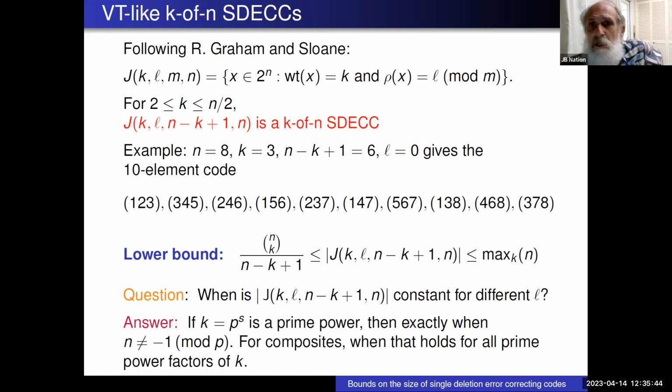Okay, so the code we saw earlier with k equal 3 and n equal 8, well, by amazing calculation, n minus k is 6. And if you take l equal to 0 and look at those words, all those words have rho of x equal to 0 mod 6. Again, rho of x is just the sum of the entries. So for example, 1 plus 4 plus 7 is 12, which is 0 mod 6.